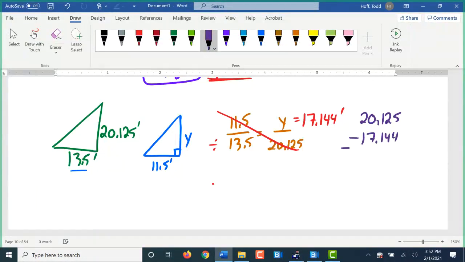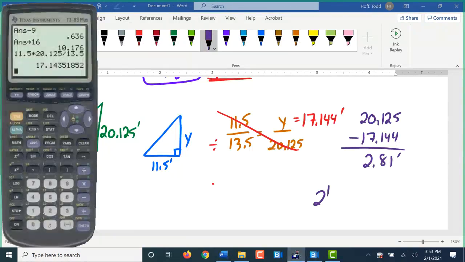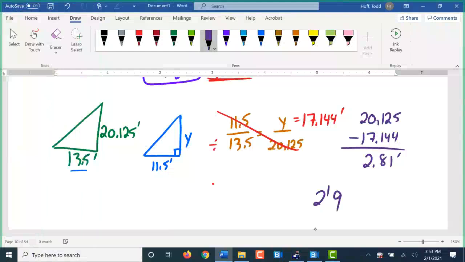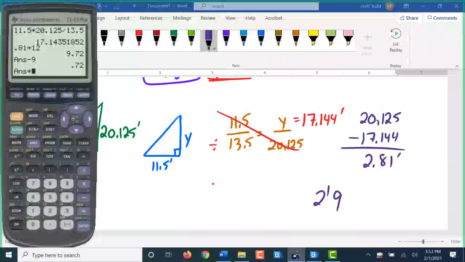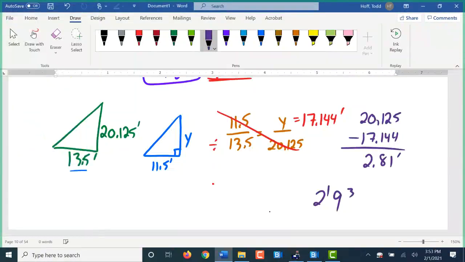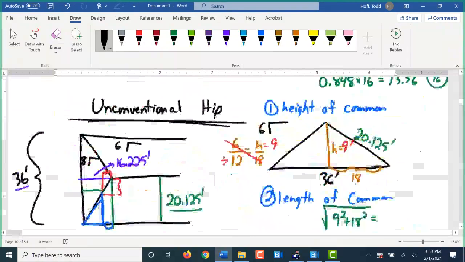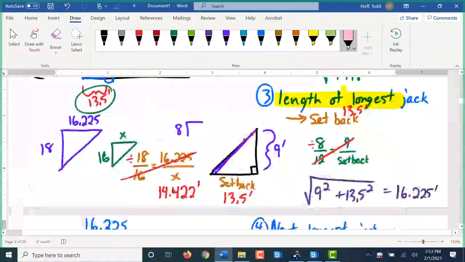Decrease, 20.125 minus 17.144, is 2.981, so it's 2 feet. 0.981 times 12, 11 inches. Take off the 11 inches. 0.72 times 16 is 11.5. So that's 12/16 or 3/4 of an inch. So we have a decrease on each side. This is when we were given both slopes, 6-12, 8-12. Not always the case.